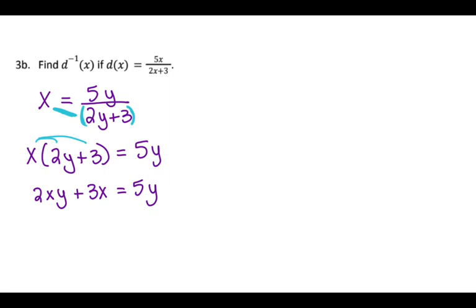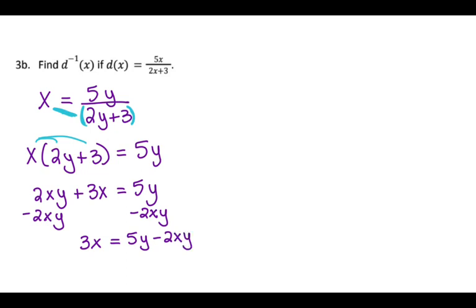Now from here, it's just like with the last problem where I need to get my y's on the same side. I'm actually not going to touch this y because it's already by itself. So I'm going to go ahead and move this y to the other side. And to do that, I'm going to subtract 2xy from both sides. So that leaves me with 3x equals 5y minus 2xy.